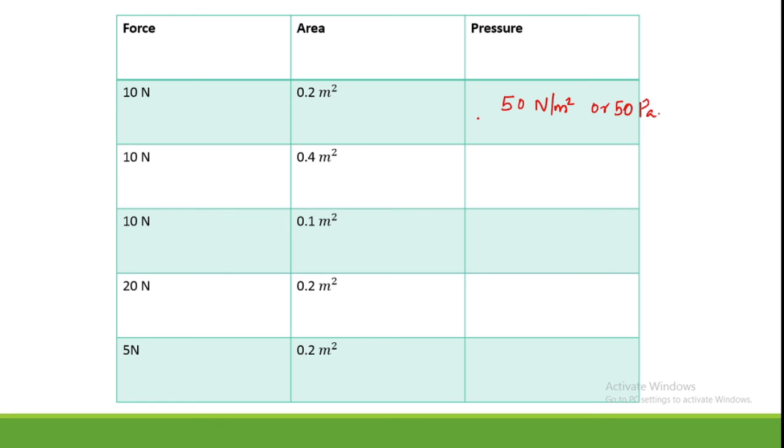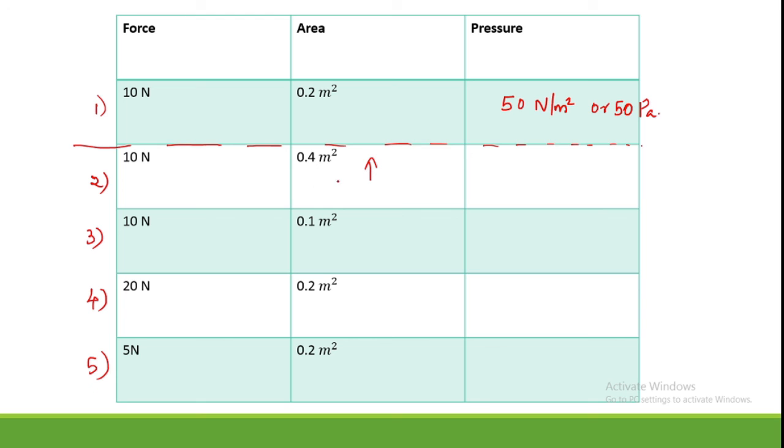Now I have given four more cases, and in the first two cases you can see that the force is the same, but look at the area. In this case, area is increasing. Now tell me the value of pressure here. There are the first, second, third, fourth and fifth cases. Let's take the first case as our standard case, our reference.